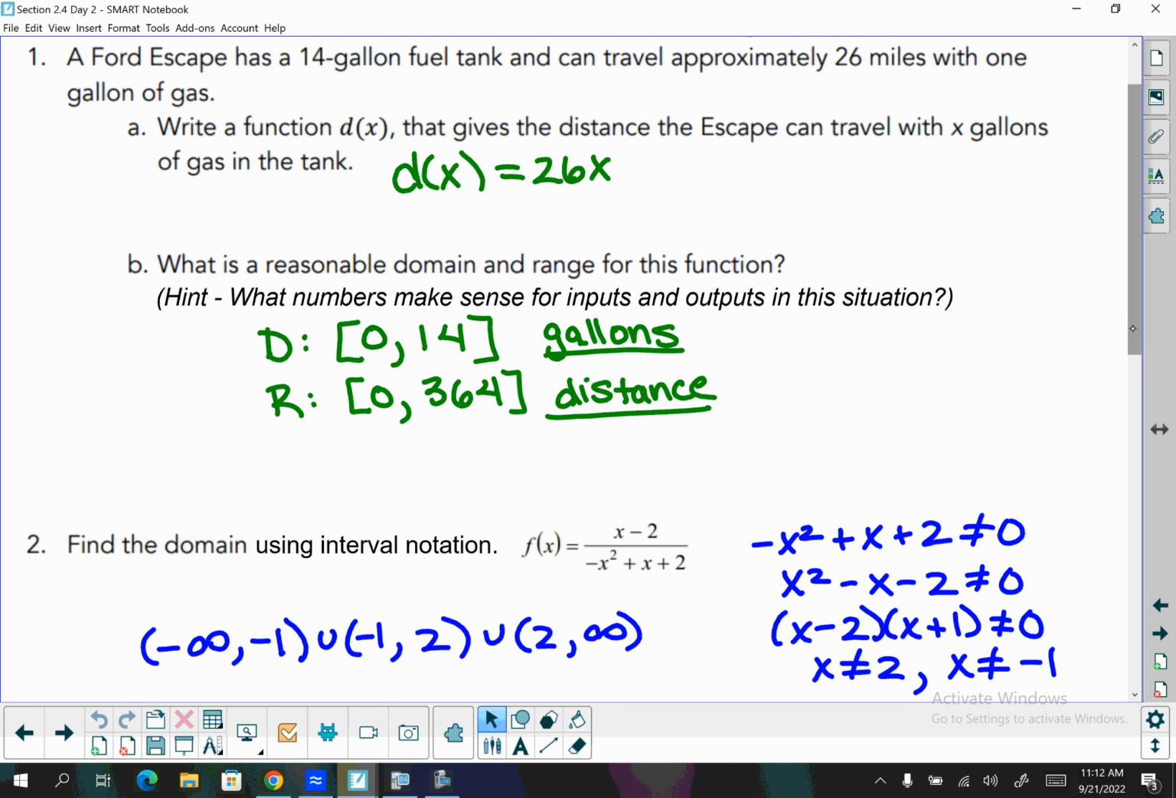All right, so number one, you can travel 26 miles per gallon. X is the number of gallons, so just 26x is your equation. B, so when you're talking about domain and range of just that equation, the answer will be all real numbers for both domain and range. But when we talk about in context of real life situations, it's no longer all real numbers. So the domain, which represents your x's, which are gallons in the tank, you only have a certain range of numbers of gallons that can be in your tank, 0 to 14.